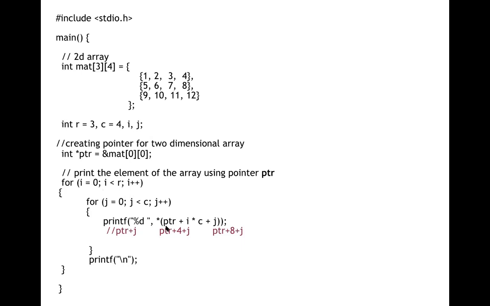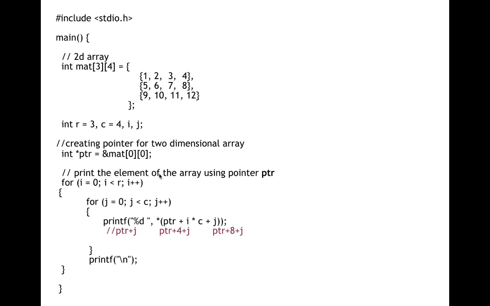Now what happens here? PTR is the starting address of my matrix. I into C is 0, since I is 0, plus J, which is 0. So PTR plus 0 plus 0 is PTR, the first address. So it prints the value present at PTR, which is going to be 1.